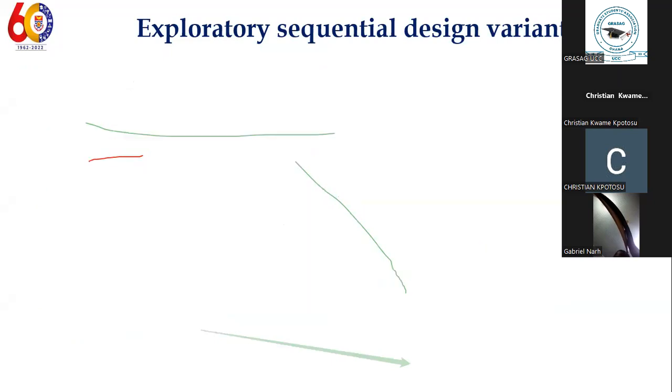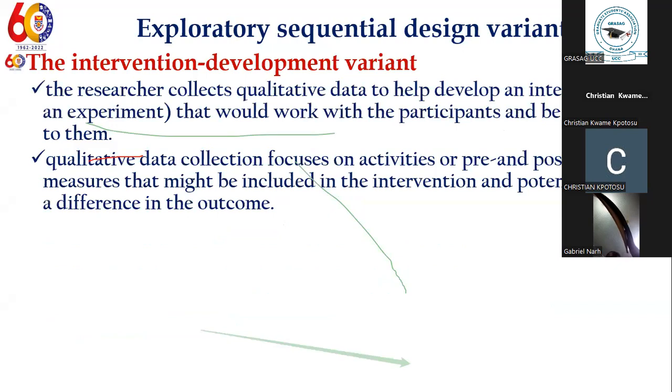Another variant that we'll look at is the intervention development variant. Even though you know that pre-test, post-test comes in purely quantitative research, especially the experimental design, you will see that using mixed methods, that is the exploratory sequential, you have the chance to still do your pre and post test and still collect more in-depth data. So in this case, you collect qualitative data that will help you develop the intervention or the experiment, and that will work with the participants and be meaningful to them.